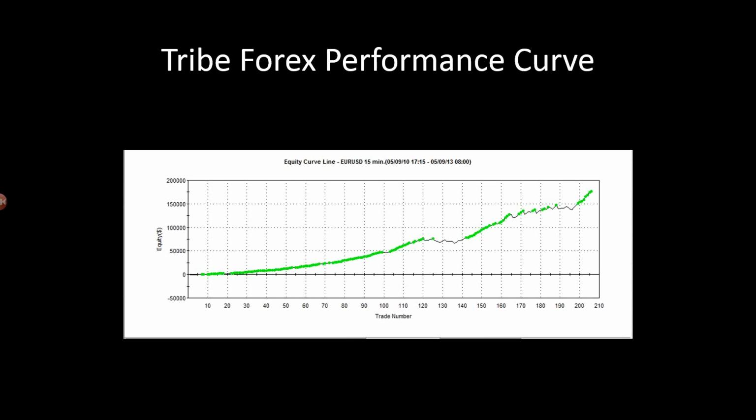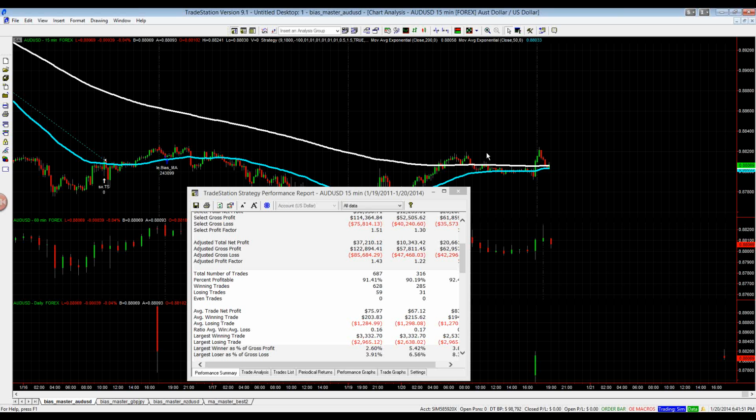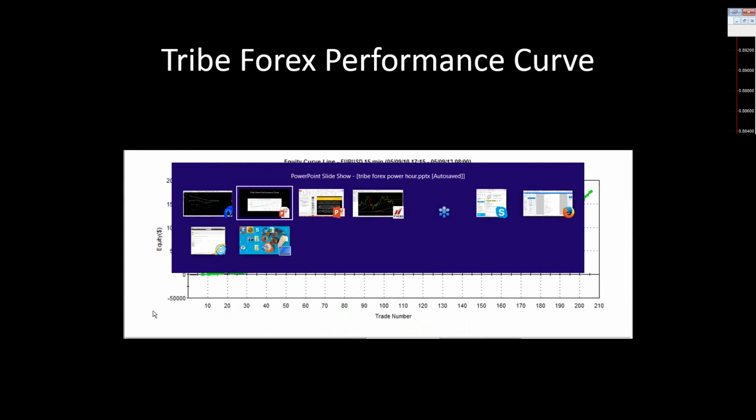How does it work? Well, this is our Forex performance curve, previous curve. I can actually show you the up-to-date curve, which has a 91% win ratio, and it looks something like this. This is up to January 20th, and it's for one of our currency pairs, the Aussie dollar. Now, getting back to our presentation.